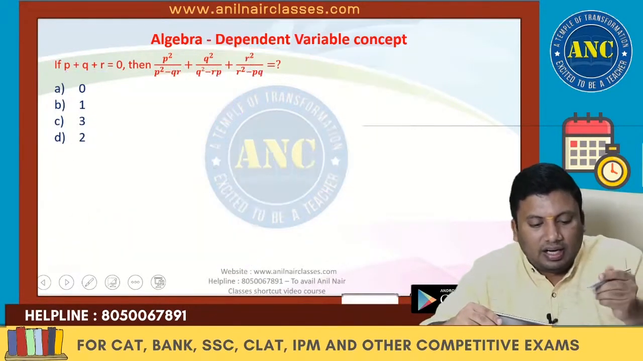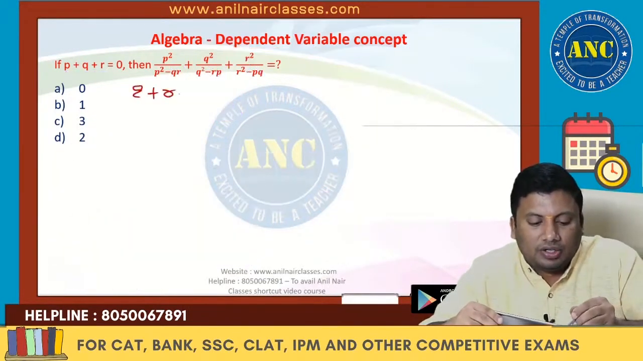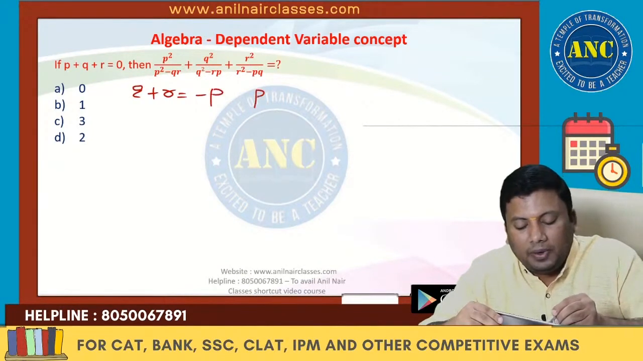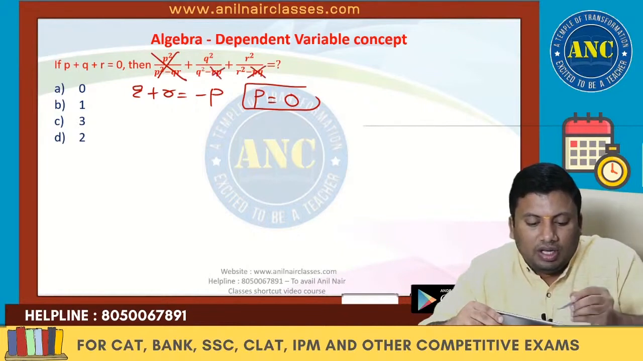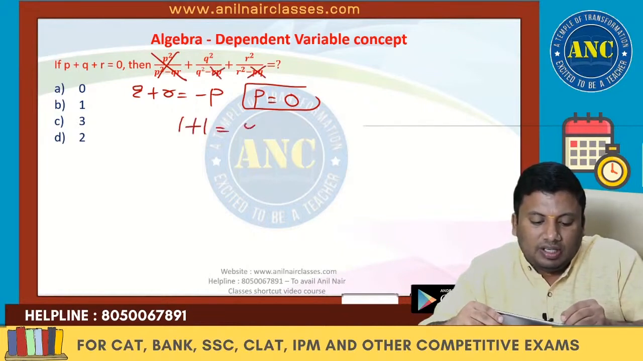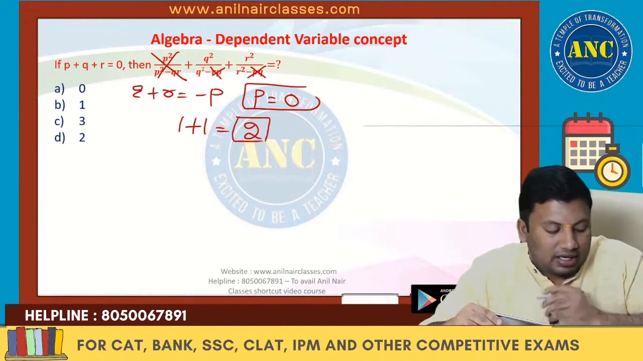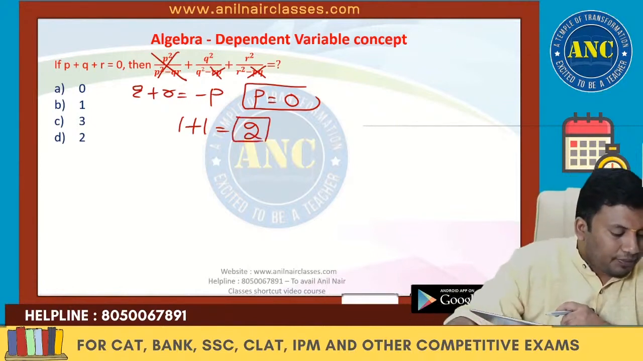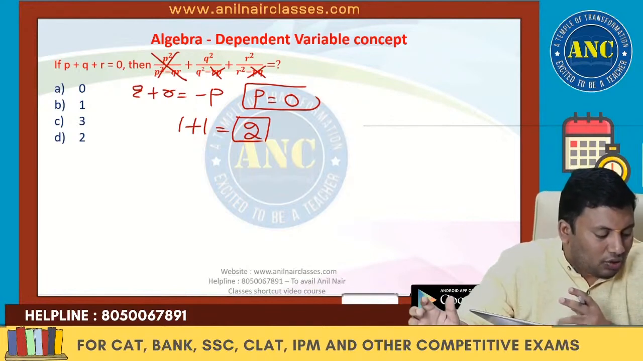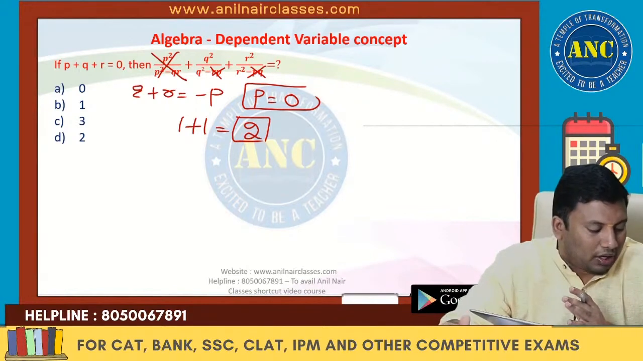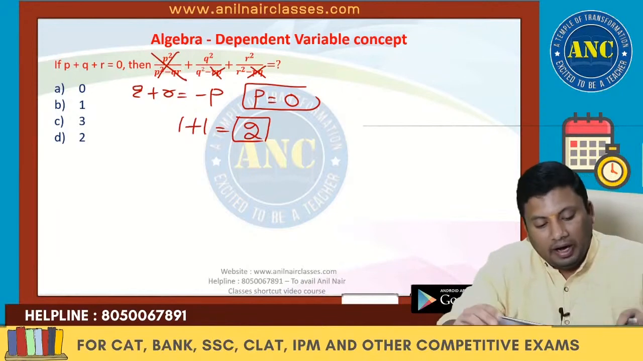If I make Q plus R equivalent to minus P, make the dependent variable P 0. Then this is 0, this is 0, 1 plus 1 is nothing but 2. Still the answer will not change. I am not clear with your question, Maunika, so I am not taking up your question. I hope it is clear.